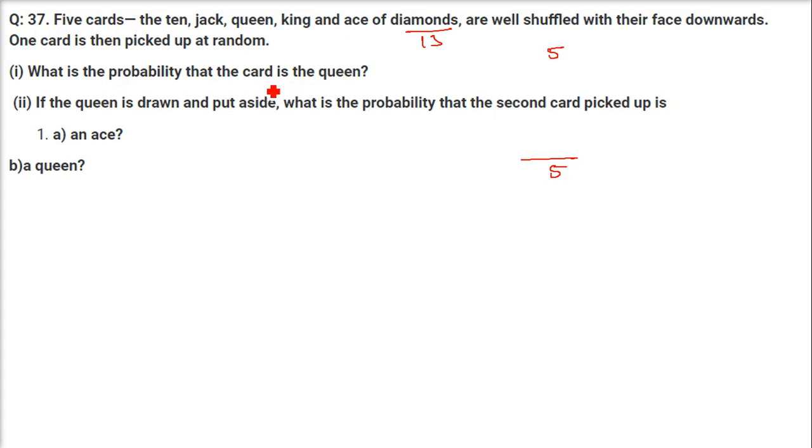What is the probability that the card is going to be a queen? So how many queen cards are there in 5? 1. So 1 is queen, 5 is the total number of cards. 1 by 5 is the probability of getting a queen.